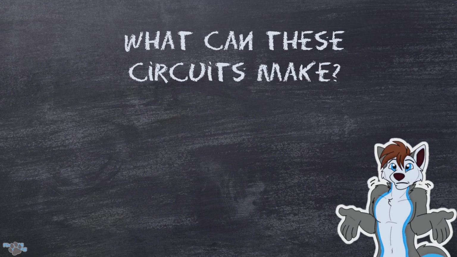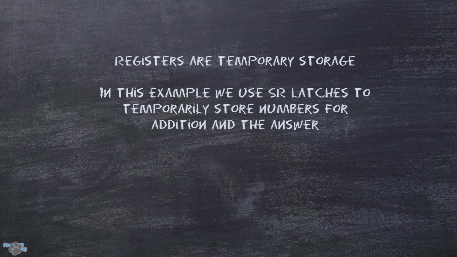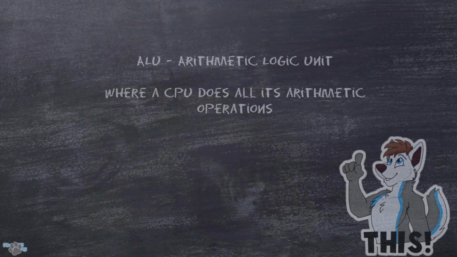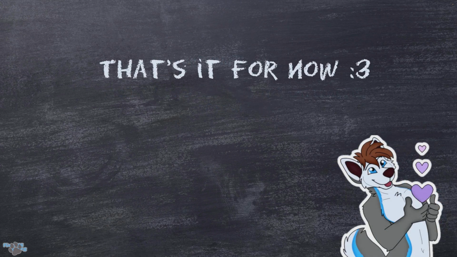Using all we know about logic gates, we can build quite a lot of things, like this for example. This is a crude 4-bit adder with registers. Registers are temporary storage. We can set a number in the first register, another in the second register, and then the answer is in the third register. A very simplified example of what happens in the CPU's ALU. An ALU, or Arithmetic Logic Unit, is where the processor does all its arithmetic operations. But for now, that's all there is to know about logic gates.